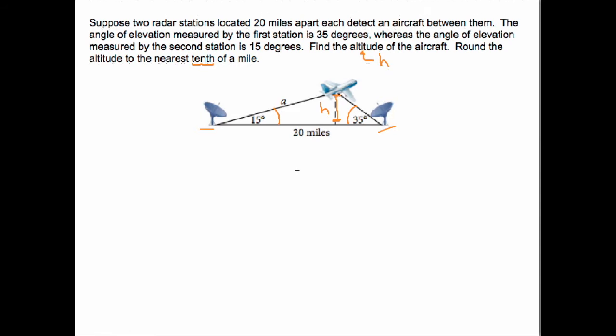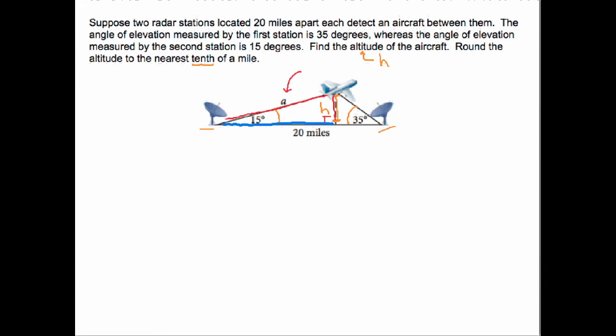Now to find H, I'm going to divide this into really two steps. I want you to look very carefully at this side of my right triangle. And that side of my right triangle is the hypotenuse of it. So if I can go ahead and find that side, I can use my sine function for 15 degrees to find H, because sine is opposite over hypotenuse. Now the question is, how do I find A?